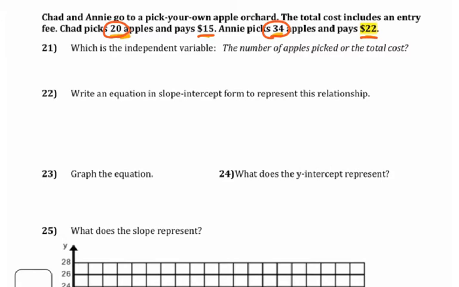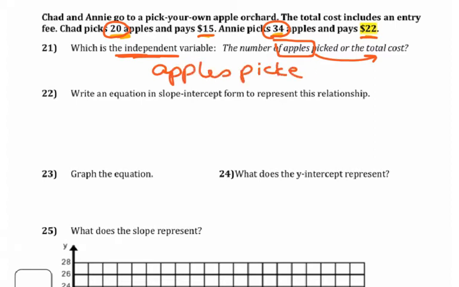Okay, so number 21, it says, which is the independent variable? Is it the number of apples picked or the total cost? For an independent variable, which one do you control? Okay, when Chad goes in, what does he control? Can he control how many apples he picks, or can he control the total cost? What has to happen first? He has to pick the apples first, and that will determine the total cost. So the independent variable is the apples, the number of apples picked. And so the dependent variable is the result. So the dependent variable would be the total cost. This one's the dependent variable.